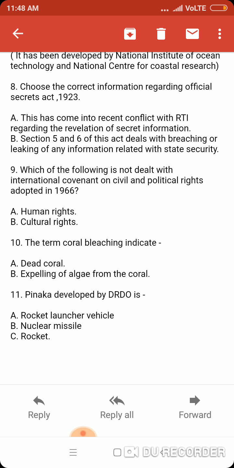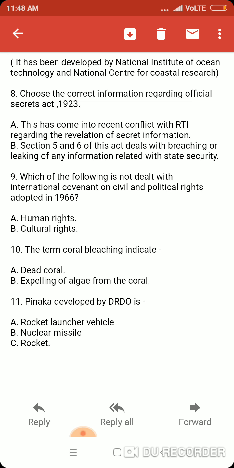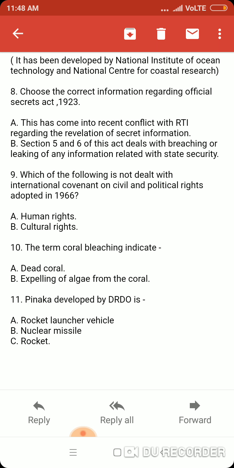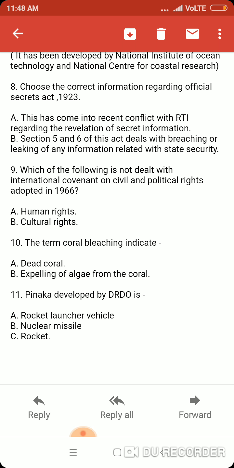When algae get separated from the coral reef, it becomes pale and white. Does the term coral bleaching indicate dead coral? Keep in mind, coral bleaching does not indicate dead coral. It means the coral is under stress and pressure. It has been threatened. That's why saying dead coral is wrong. Expelling of algae from the coral is correct. Pinaka, developed by DRDO, as we all know, is a rocket launcher vehicle.